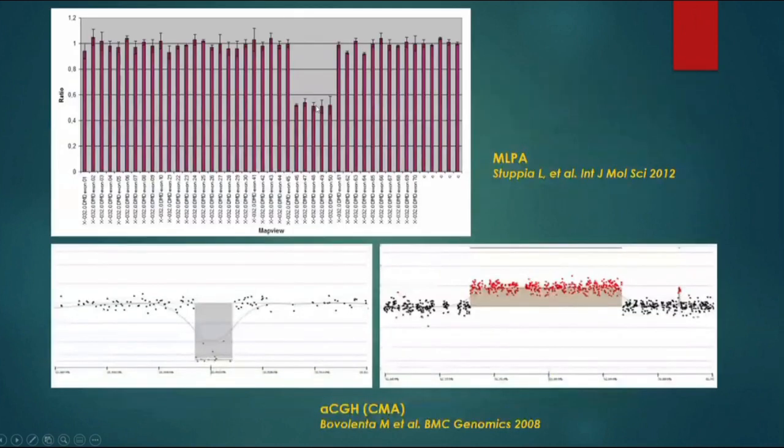So this diagram is showing MLPA. If the probe ratio is more than 1.3, it suggests duplication, and if it's less than 0.75, it suggests deletion. Here it's showing the deletion of exons 46 to 50. The CMA also shows loss or gain of the genomic material. Here it's showing the deletion, and here the duplication.